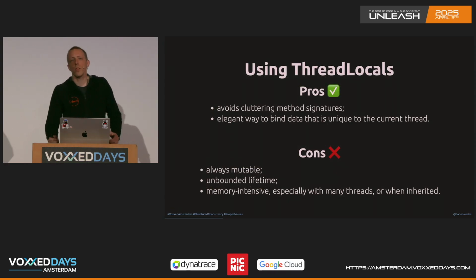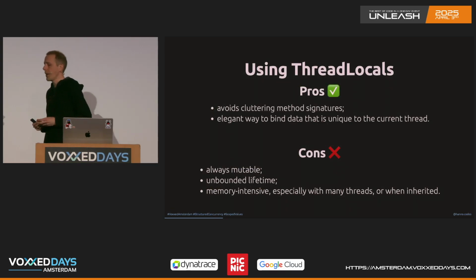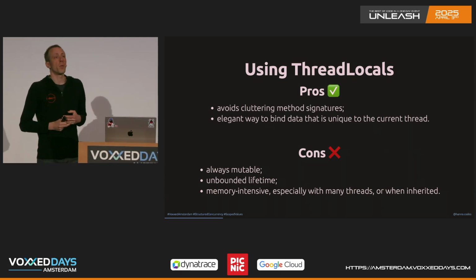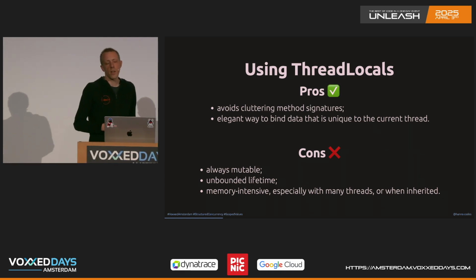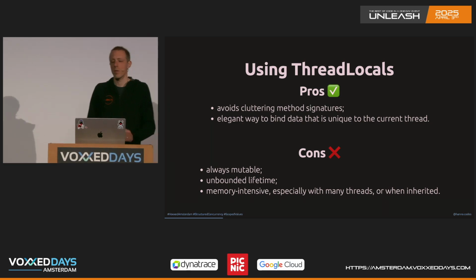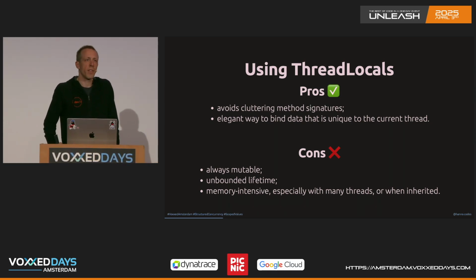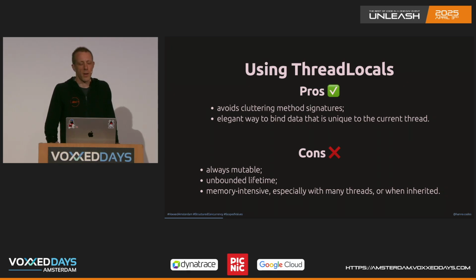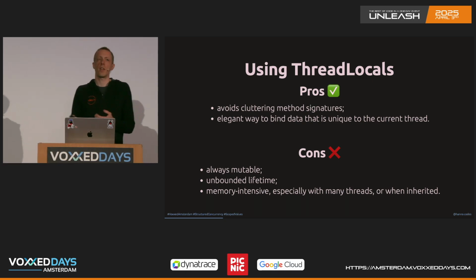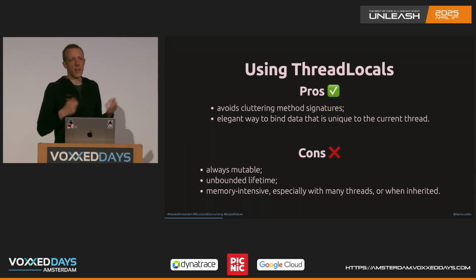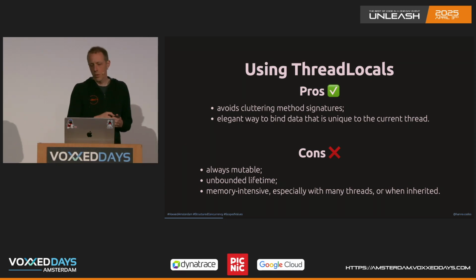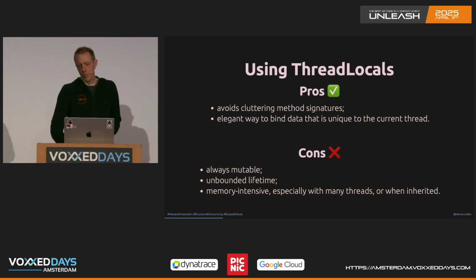So if you want to use ThreadLocals and you need a unique ID, for example, for the thread that you're currently using, then using a ThreadLocal is an elegant way. It avoids you having to pass it using method signatures. And like I said, you can bind data that is unique to the current thread very easily. But ThreadLocals also have a few drawbacks. They are always mutable, so any part of the code that has access to your ThreadLocal that can call get on it can also call set on it.